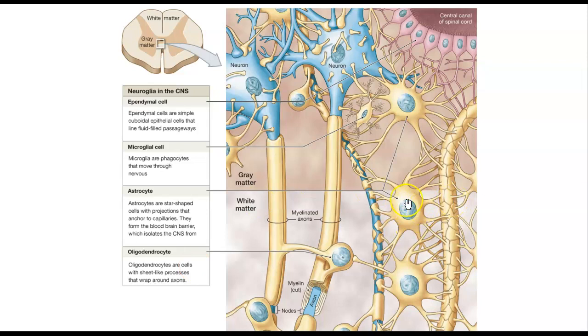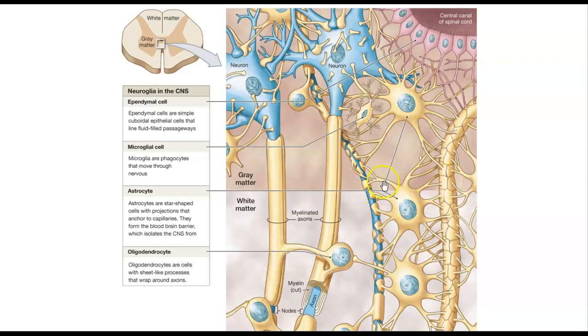Then we have these cells called astrocytes. They have extensions that connect to the neuron, and they connect to our blood vessels. And what they do is separate the blood from the neurons. It's in the brain. This is called the blood-brain barrier. But they perform the same function in the spinal cord.